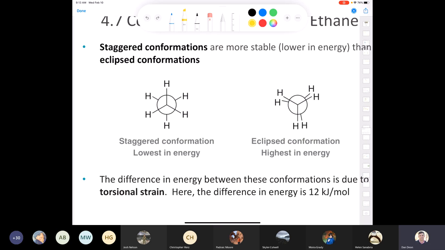Anyhow, you can probably guess that this is going to be higher in energy, right? Because these hydrogens are so close to each other, they're going to be blocking each other. And so that's going to cause a strain. In fact, the difference in energy between these two conformations is 12 kilojoules per mole.